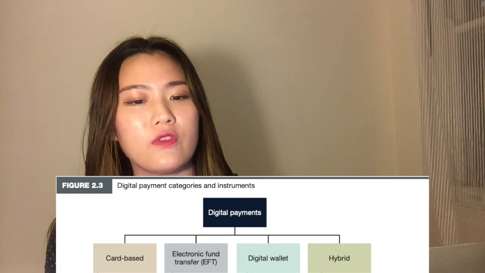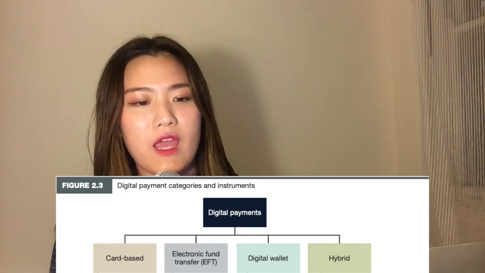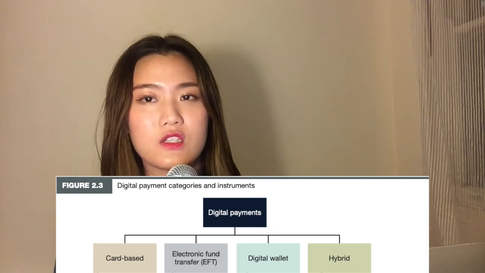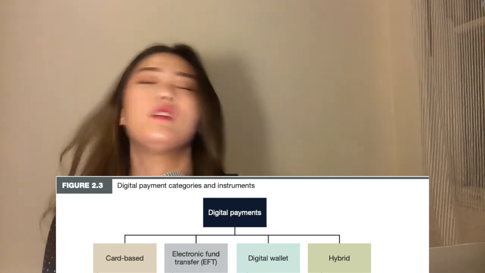EMV, which stands for Europay, MasterCard, and Visa, is a global standard for payments that deals with authentication and security of chip card transactions. Near-field communications are equally secure to EMV payments. There are 4 types of digital payments: card-based, electronic fund transfer, digital wallets, and hybrid.